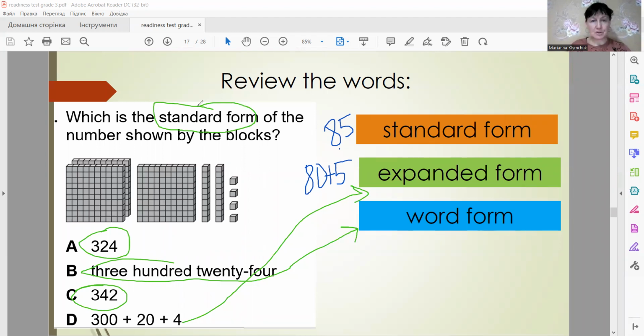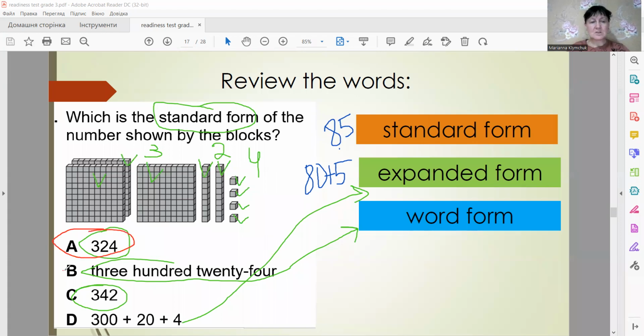And of course, here you need to be able to read the blocks. So these square blocks mean hundreds, if you remember. How many hundreds do we have? 1, 2, 3. So we have 300, okay? Then these blocks mean tens. How many tens? You see 1, 2, you see 2 tens. And these small blocks mean ones. How many ones do you see? 1, 2, 3, 4. You see 4 ones. So what is your number? 324.